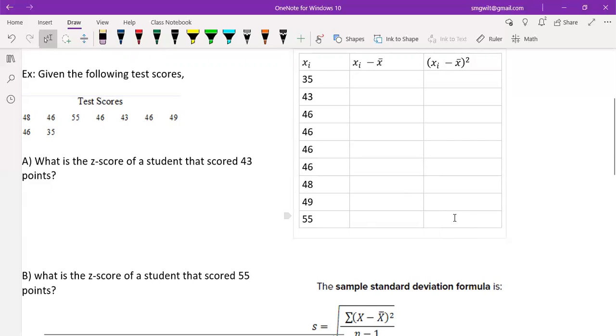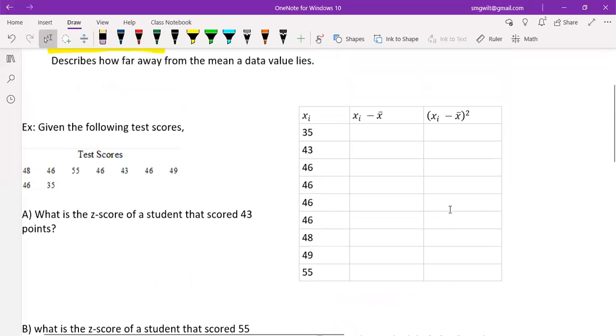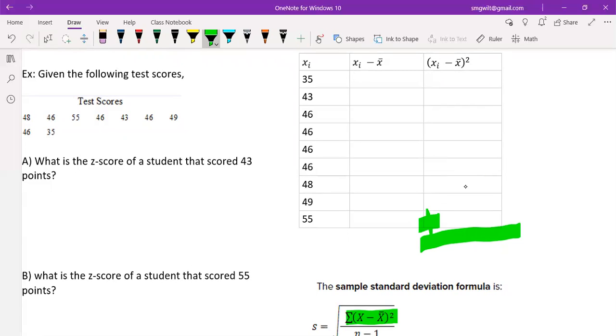When I'm finding the standard deviation, I'm using this formula. Remember that this expression, sigma of x minus x bar squared, means the sum of all of these values. I'm going to take all those values and add them together, and that will give me that piece. So I'm going to add that column. Ultimately from this table, that column is all that I'm taking and using in the formula.